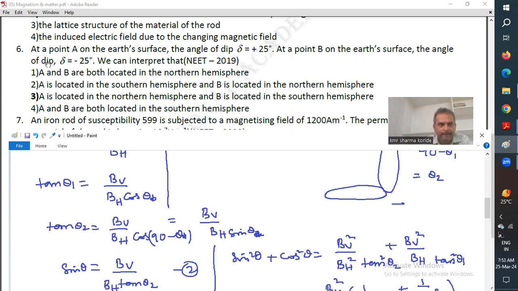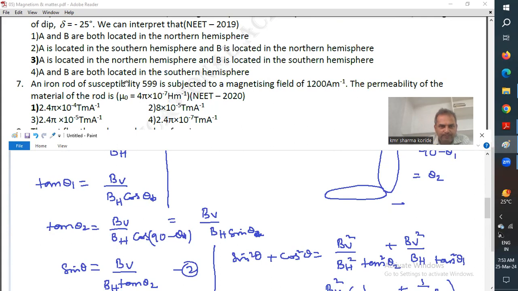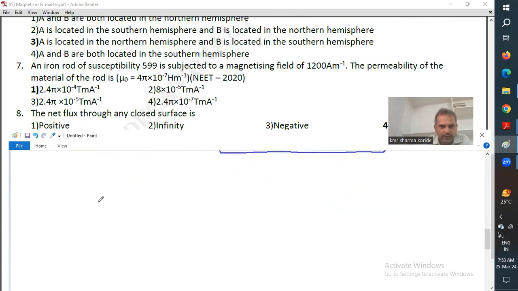This is also theory. At a point A on the Earth surface, the angle of dip is plus 25. At point B on the Earth surface, the angle of dip is minus 25. Understand? Plus 25 and minus 25. So we can interpret that if it is positive, A is located in the northern hemisphere. Since B is given a negative dip, it is located in the southern hemisphere. Next, moving to question number 7.